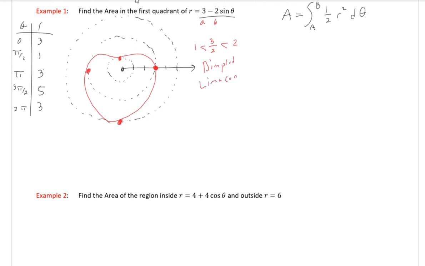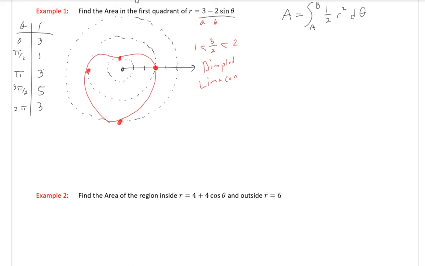So it agrees with this. It's basically a limacon that looks a little bit flat, or has this little kind of dent in it. And that's what we see here. So this agrees with the information we knew from before.